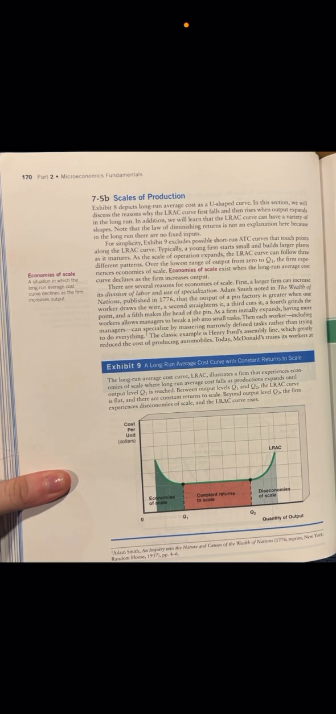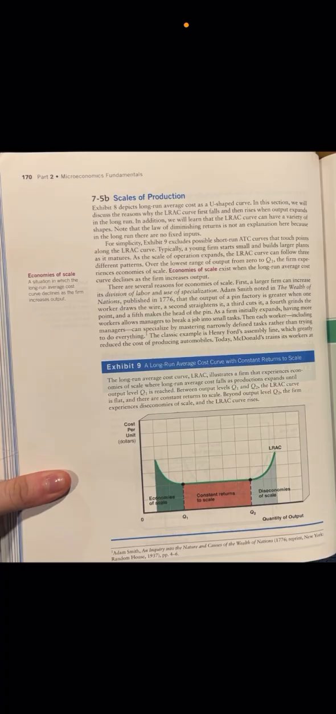7-5B. Economies of scale. Exhibit 8 depicts the long-run average cost as a U-shaped curve. In this section, we will discuss the reasons why the LRAC curve first falls and then rises when output expands in the long run. In addition, we will learn that the LRAC curve can have a variety of shapes. Note that the law of diminishing returns is not an explanation here, because in the long run there are no fixed inputs. For simplicity, Exhibit 9 excludes possible short-run ATC curves that touch points along the LRAC curve.